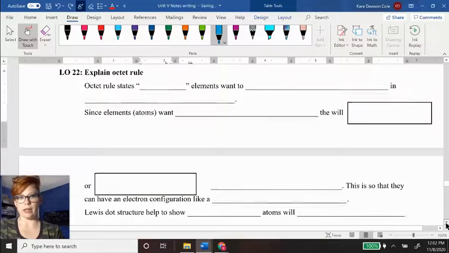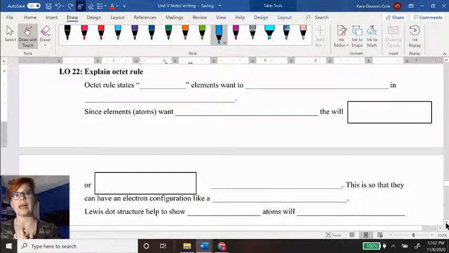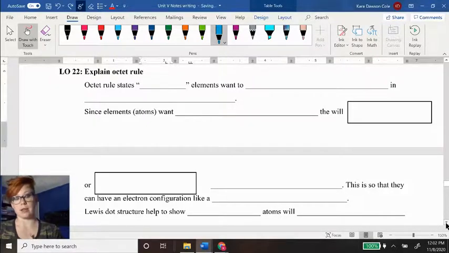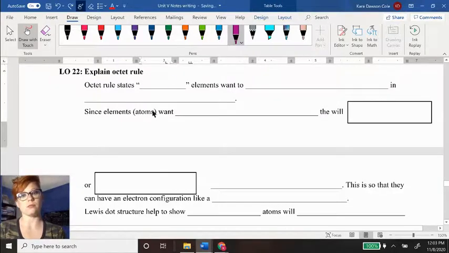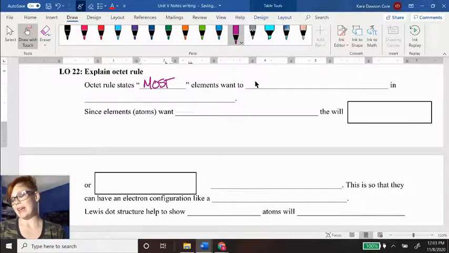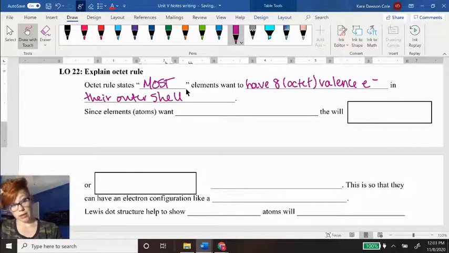We are working in Unit 5, and this is Chapter 10, which is bonding, chemical bonding. So learning objective 22 is to explain the octet rule. The octet rule states that most elements want to have 8 valence electrons in their outer shell.